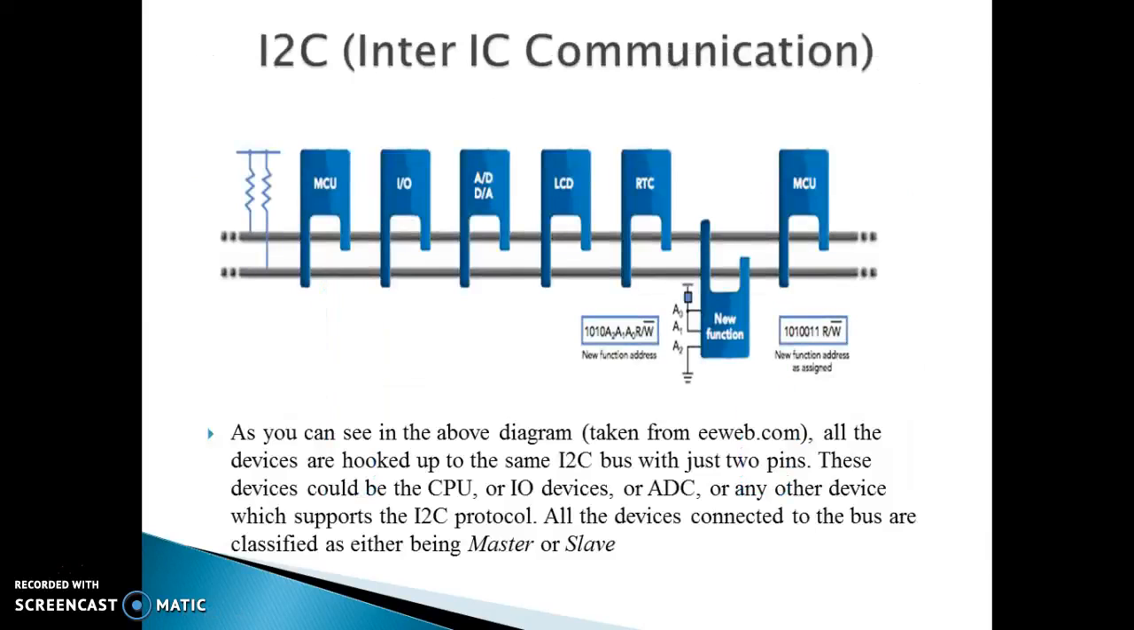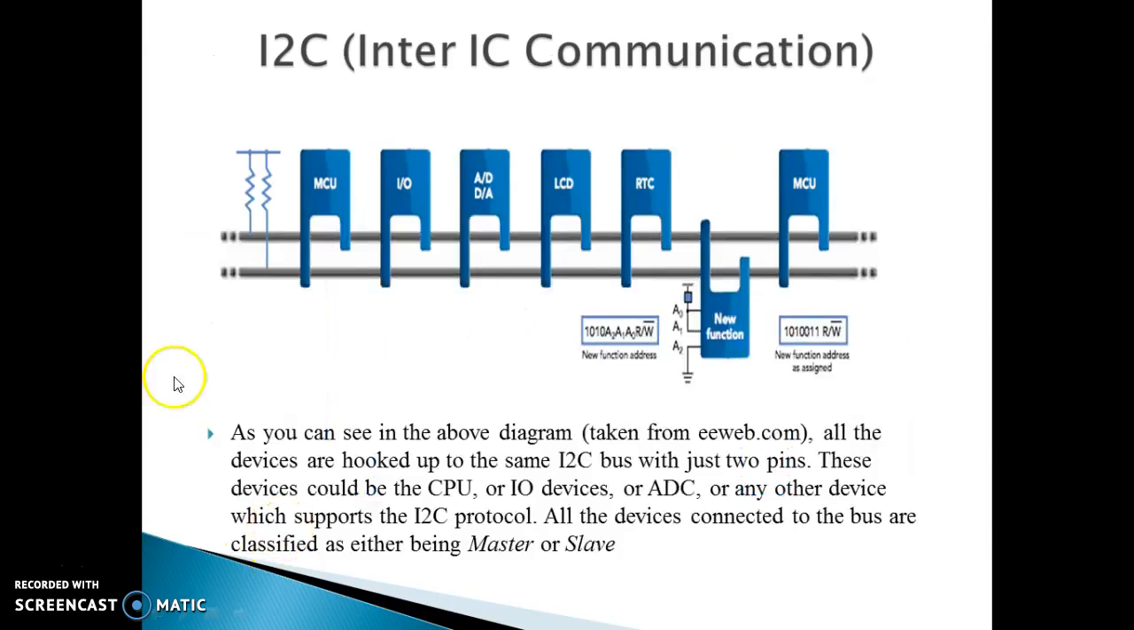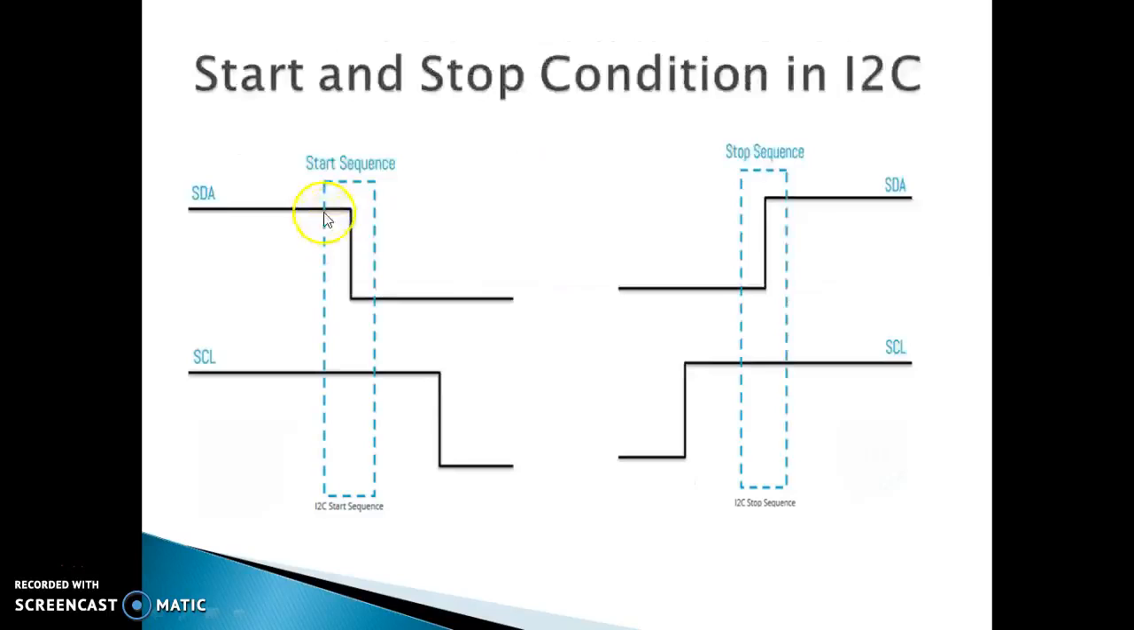Before starting with the communication, whoever initiates the start pulse on the SDA line is the master, as I said. So let us see what the start and stop conditions are in I2C. If you see, these are the two lines SDA and SCL. During one clock pulse, the SDA line is pulled low. Who will pull this SDA line low? If you see, these are the four devices. Whichever device out of these devices will pull this SDA line low.